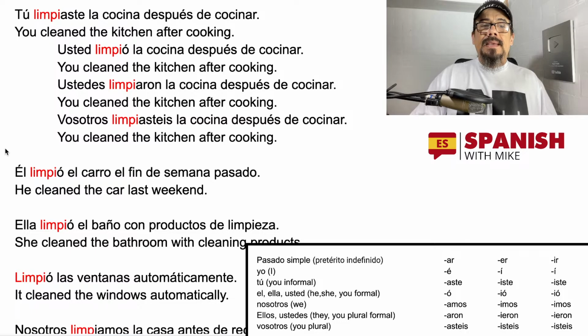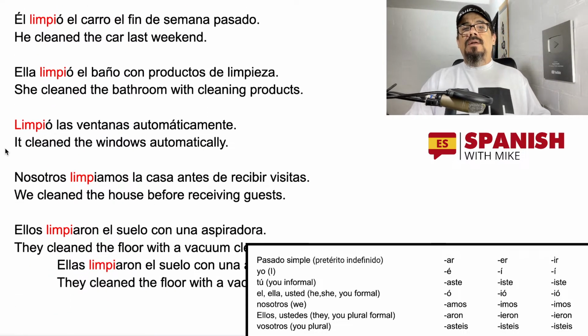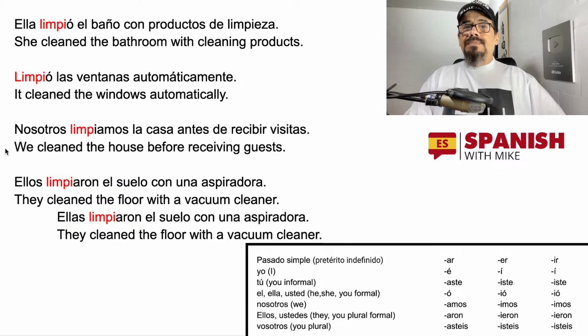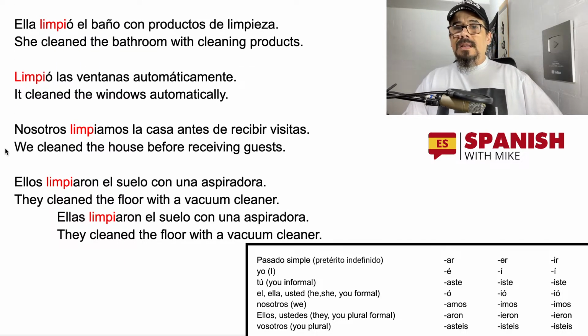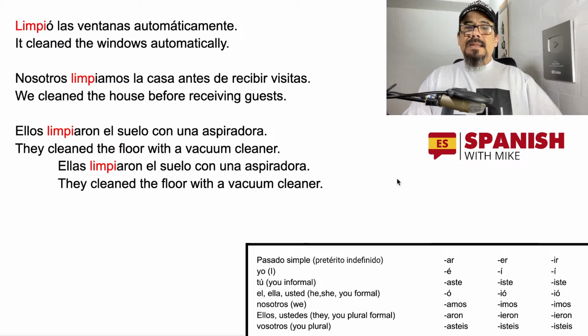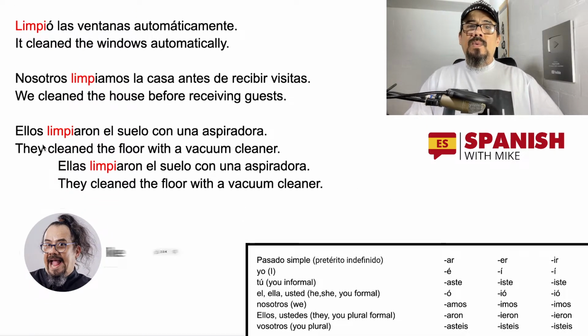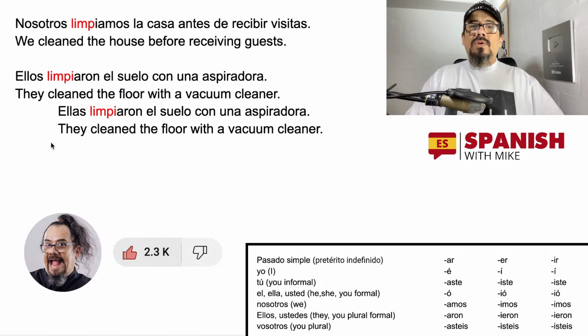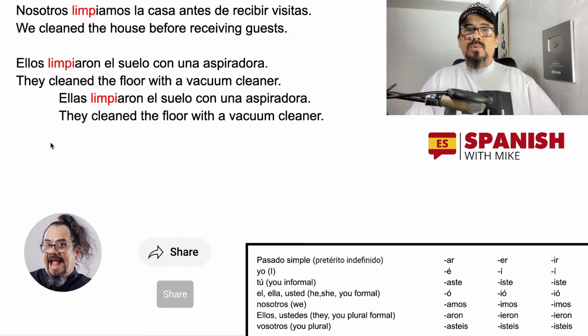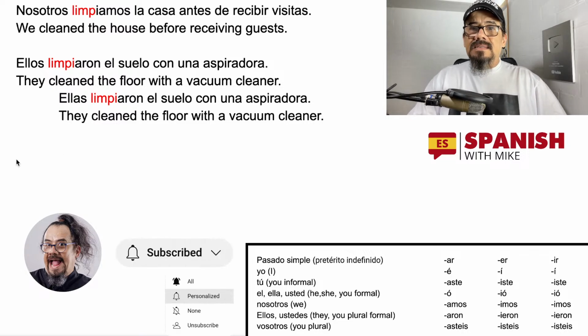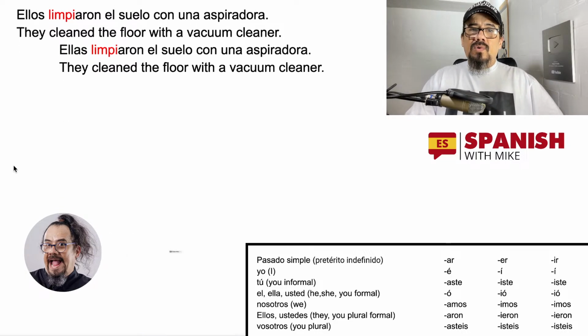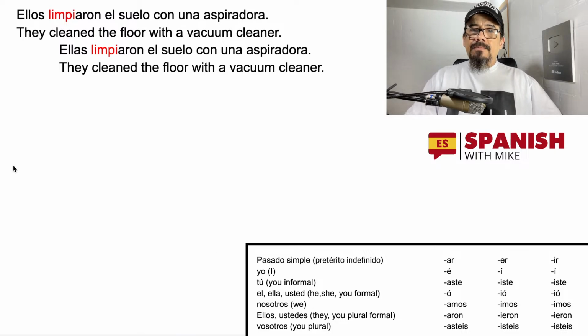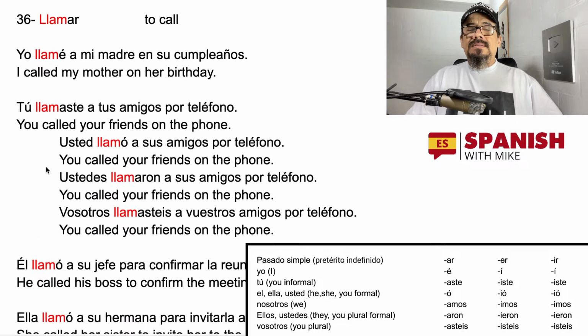Vosotros limpiasteis la cocina después de cocinar. Plural in Spain. Él limpió el carro el fin de semana pasado. He cleaned the car last weekend. Ella limpió el baño con productos de limpieza. She cleaned the bathroom with cleaning products. Limpió las ventanas automáticamente. It cleaned the windows automatically. Nosotros limpiamos la casa antes de recibir visitas. We cleaned the house before receiving guests. Ellos limpiaron el suelo con una aspiradora. They cleaned the floor with a vacuum cleaner. Male. Ellas limpiaron el suelo con una aspiradora. Female. Let's move to verb 36.